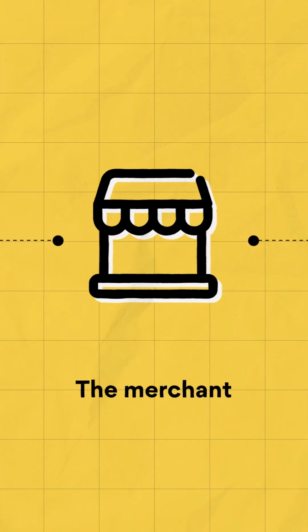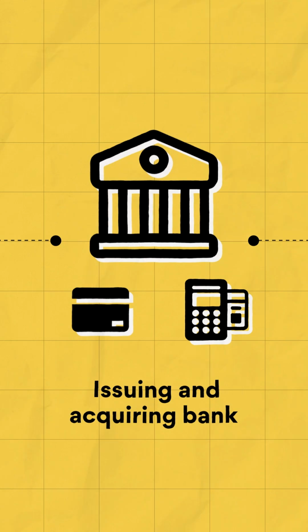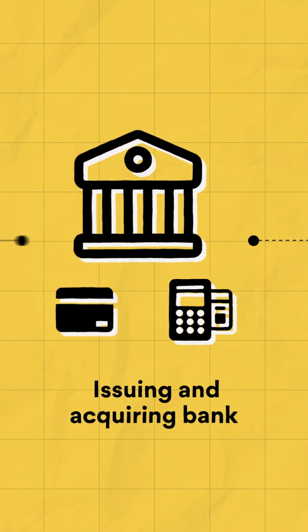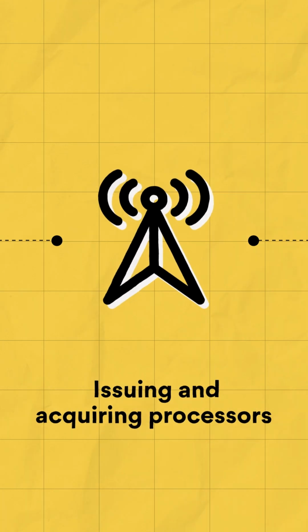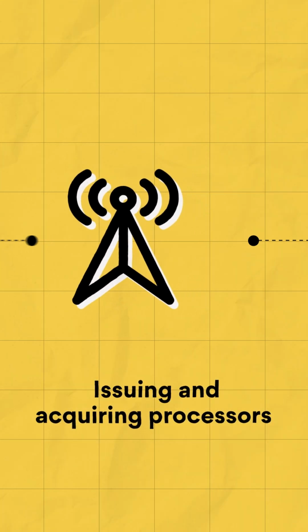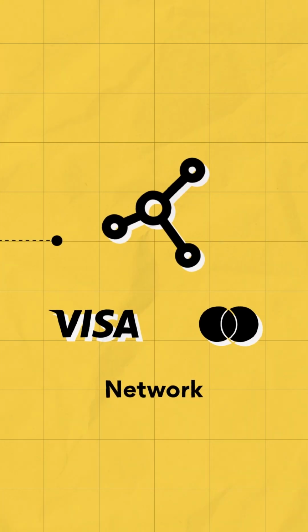The merchant, the business who's getting paid. The issuing and acquiring banks. These are the banks who issue the POS machine and issue the cards respectively. The issuing and acquiring processors. These communicate with the banks and network. And finally, the network, which sits between it all and moves data along the whole process.